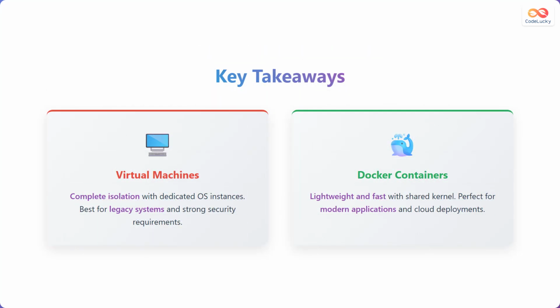Let's summarize the key takeaways from our discussion. Virtual machines provide complete isolation with dedicated operating system instances, making them best for legacy systems and environments with strong security requirements. Docker containers are lightweight and fast, sharing the host kernel. They are perfect for modern applications and cloud deployments, offering efficiency and speed.